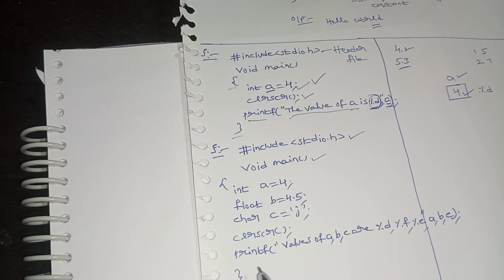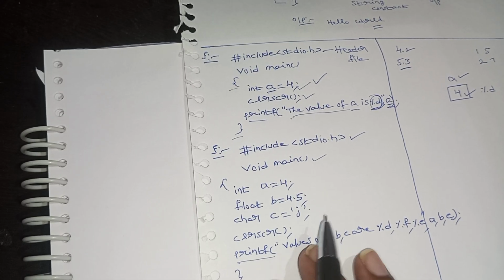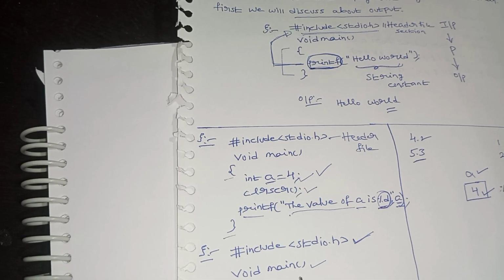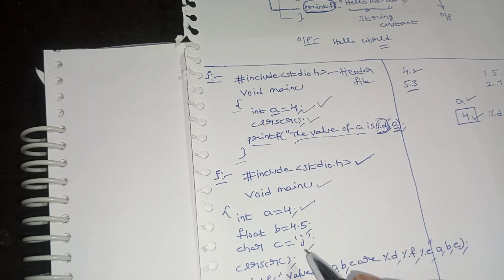Whatever the statements, whatever the instructions, whatever the program belonging to the printf function will be present in the stdio.h. Don't write the program for the printf, simply include it. That's what I told you. If you want to build any house, you simply buy cement, you are not preparing the cement. Like that. So a equal to 4. What is this? a is a variable of type integer having a value 4.